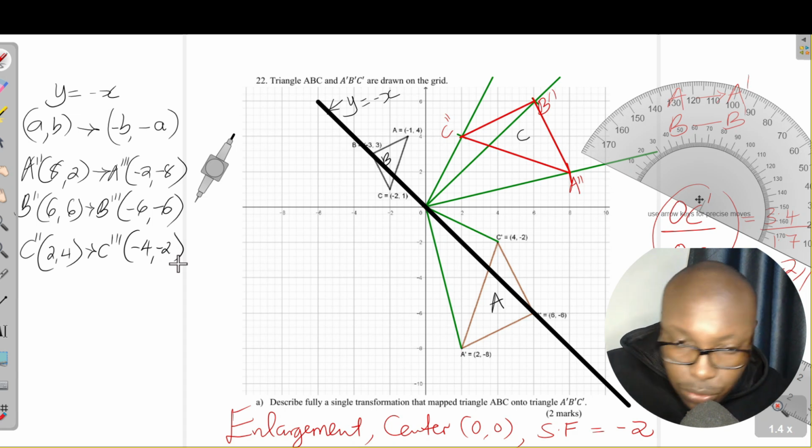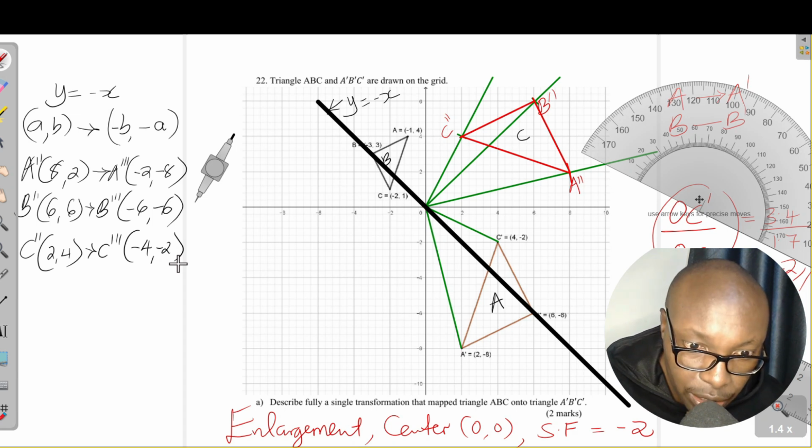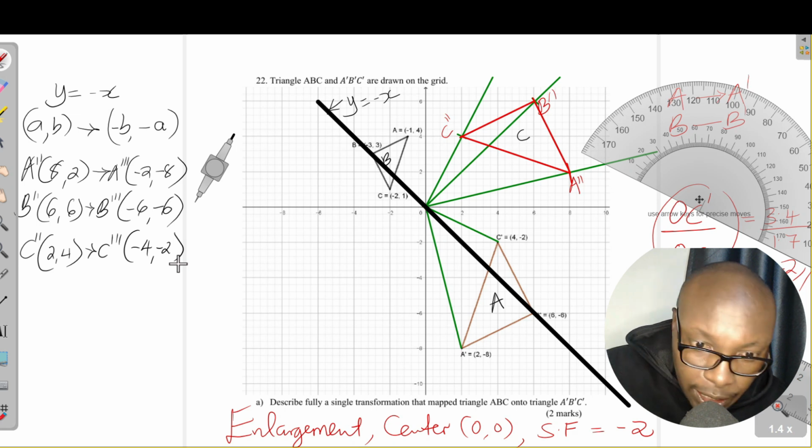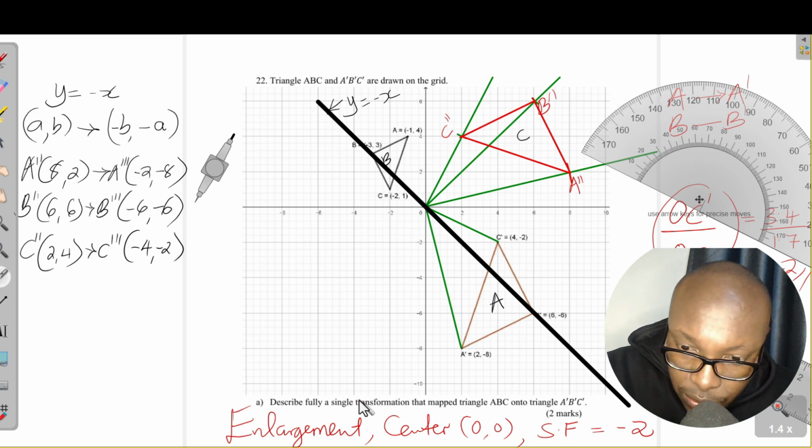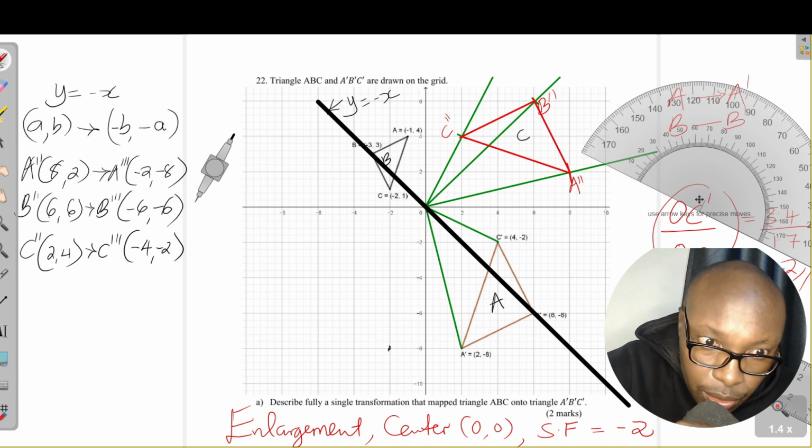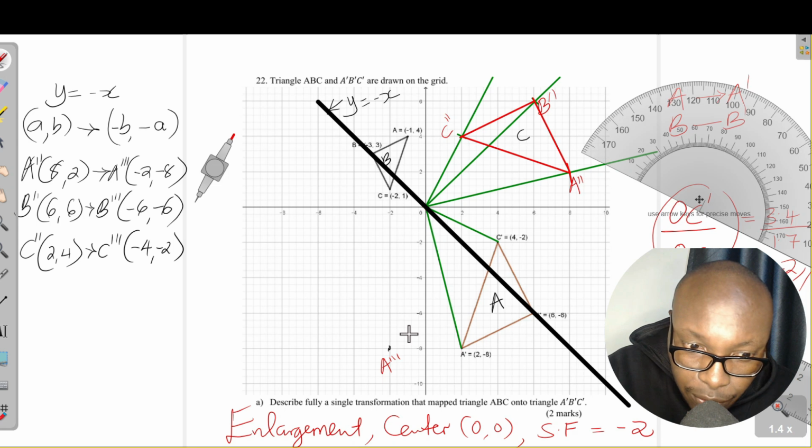Now having that, we can simply plot them to have that triangle. So for A triple prime, negative 2, negative 8. So negative 2 is here. Then negative 8 will be here. So this will be A triple prime. And then for B, negative 6, negative 6 will be here. This is B. And then for C, negative 4, negative 2. So this is C triple prime.